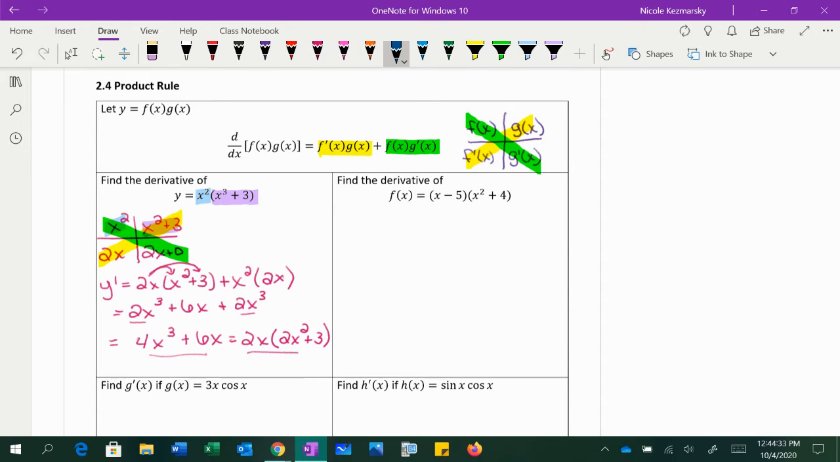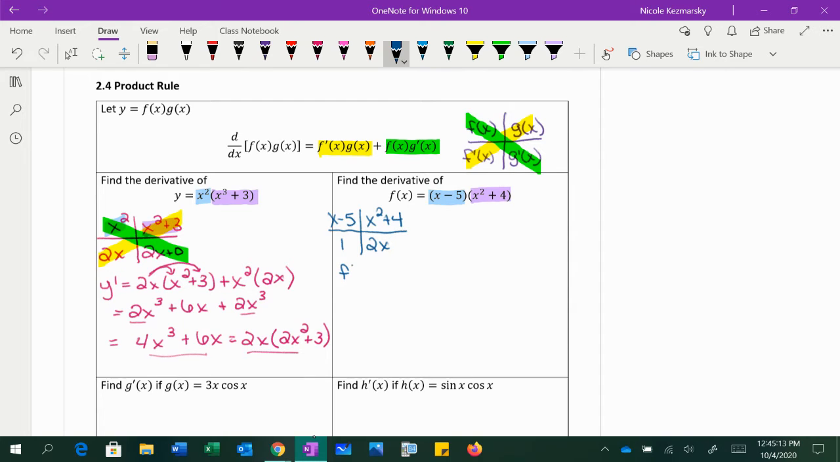Next example. So for this one, I'm going to look for my two functions. I want to find where the multiplication is. So I see x minus 5 times x squared plus 4. And so I'm going to go ahead and for my box, put the x minus 5 and the x squared plus 4 in the top row. The derivative of x minus 5, well, the derivative of x is 1. The derivative of negative 5 is 0. So that's just going to be 1 plus 0. Derivative of x squared is 2x. Derivative of 4 is 0. So I'm not going to write that one either.